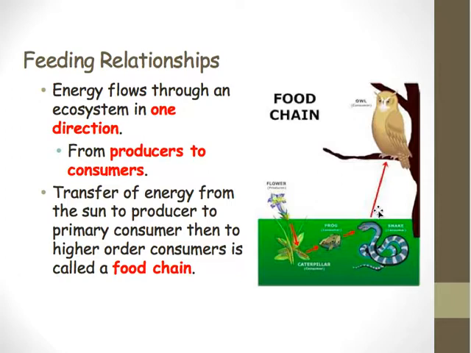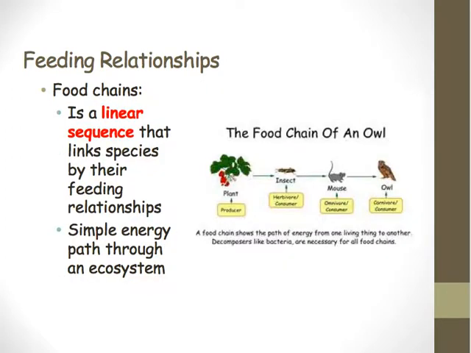Transfer of energy from the sun to producer to primary consumer, then to higher order consumers is called a food chain. It's important to note that there's not a lot of food chains in a natural environment. Most of them are actually food webs, so they're interlocking food chains because most organisms do not just eat one other organism. So a food chain is a linear sequence, which we just talked about.